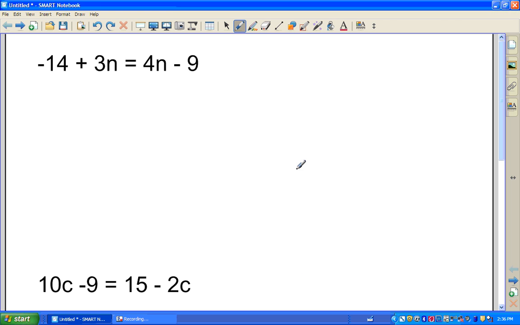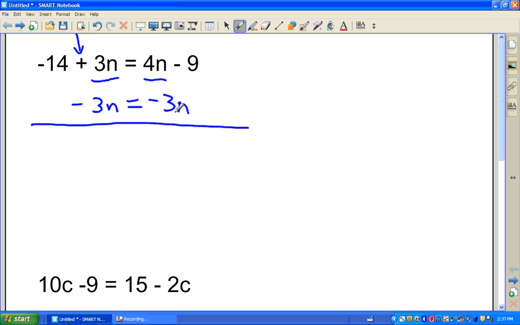Okay, let's look at some multi-step problems here. Notice in this one you've got a variable on both sides of the equation, so we need to isolate the variable by undoing what's being done on this side. If I'm adding a 3n, I'm going to subtract 3n to undo that. Okay, and I'll subtract a 3n from the right side just to make sure I'm doing the same thing to each side of the equation.